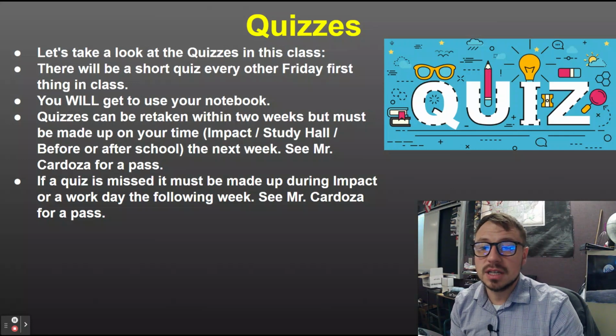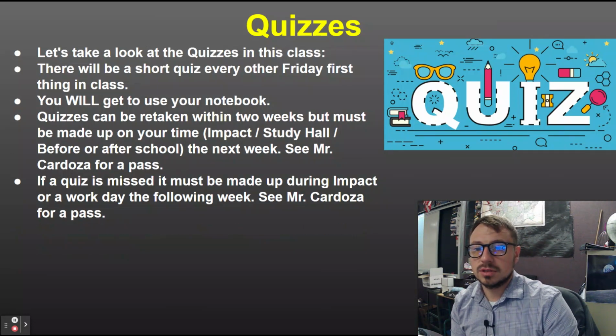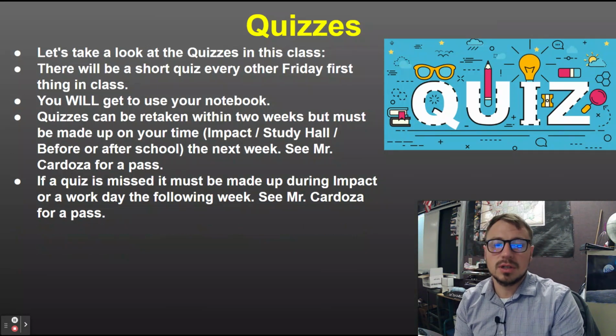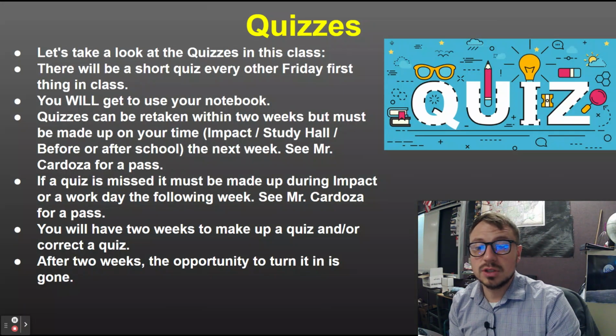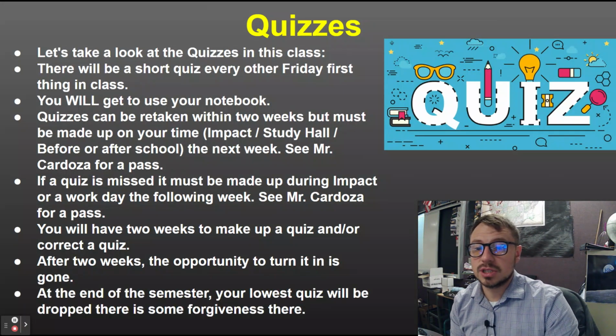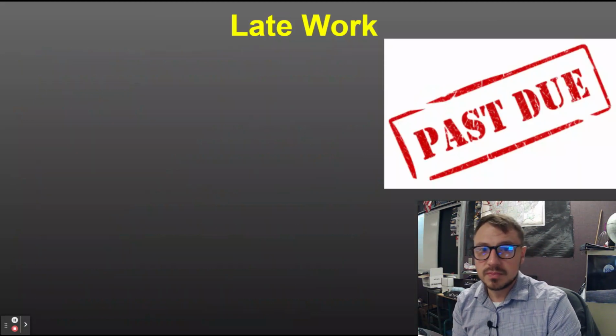If a quiz is missed, it must be made up during impact or a workday the following week. So that can be done during a workday if you just flat out miss the quiz. You'll have 2 weeks to make up a quiz and/or correct a quiz. After 2 weeks, the opportunity to turn it in is gone. At the end of the semester, your lowest quiz will be dropped, so there is some forgiveness there.